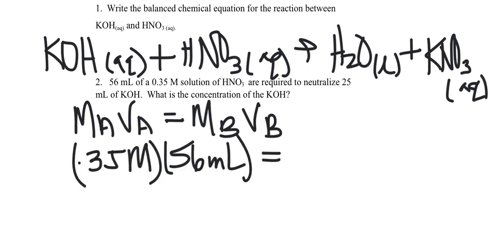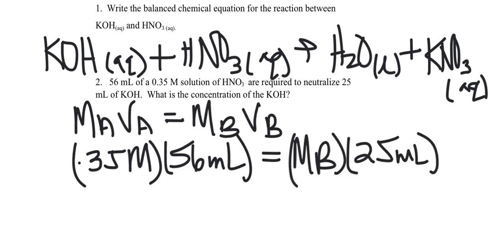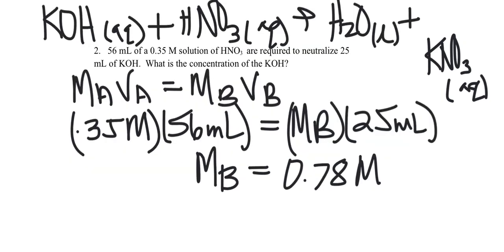I plug in for the molarity and volume of the acid, 0.35 molar and 56 milliliters. And then the molarity of my base is unknown, but I know I needed 25 milliliters of potassium hydroxide to neutralize my acid. So I'm going to solve for the molarity of the base. The molarity of my base is 0.78 molar. Don't forget units on there. And I'm doing 2 sig figs since all of the numbers have 2 sig figs.